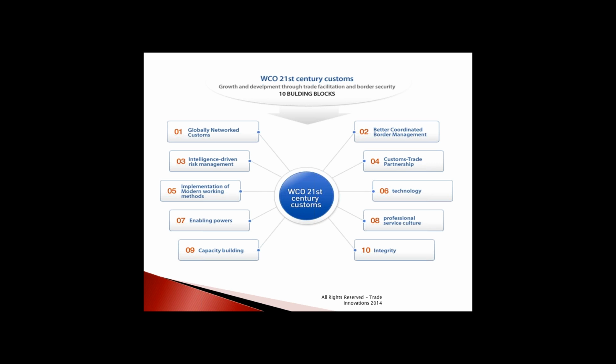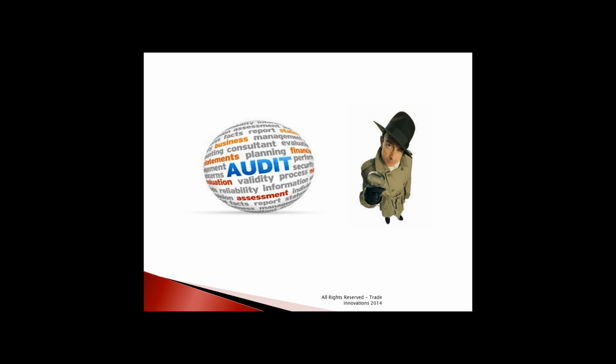So this is the WCO 21st Century Customs Model, and you'll notice that number 1 out of their top 10 is globally networking all customs administrations that are members of the WCO. And then, of course, it's moving on to better coordinated border management and intelligence-driven risk and other things. But the number 1 goal is to get them all networked globally so they have the ability to share that trade data.